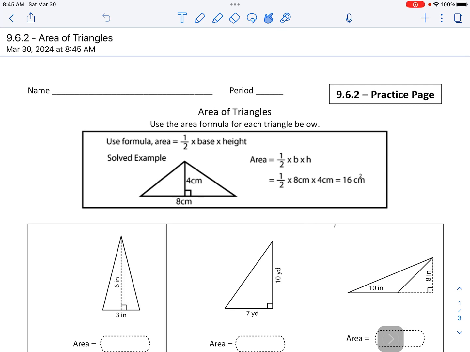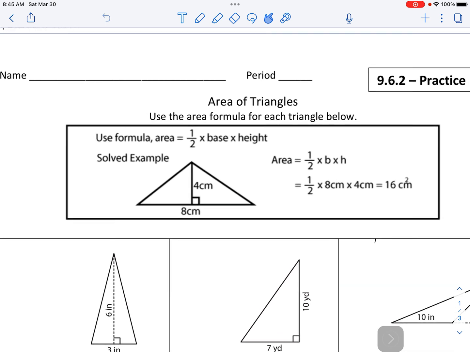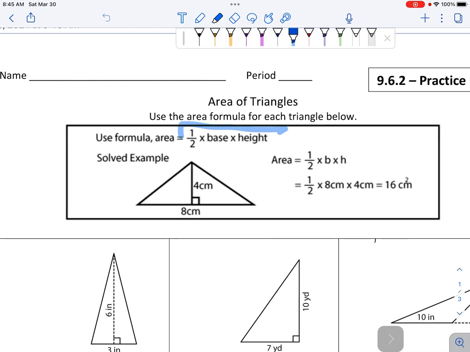Hey, sixth grade, our sixth lesson is about area of triangles. When I was a fifth grade teacher, I remember teaching my students this formula, 1/2 times base times height.